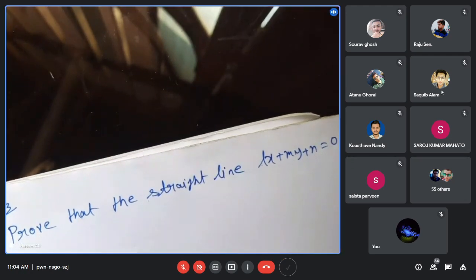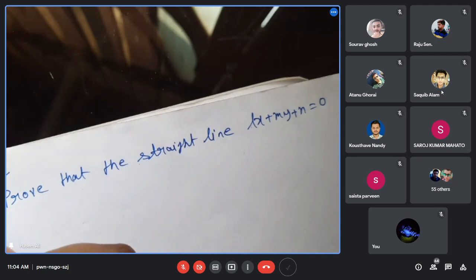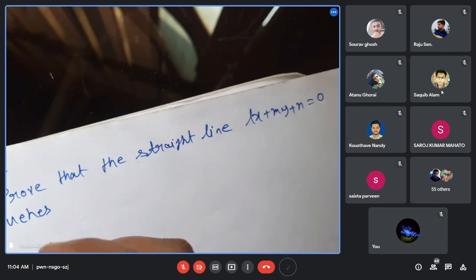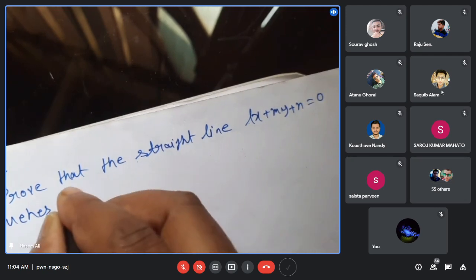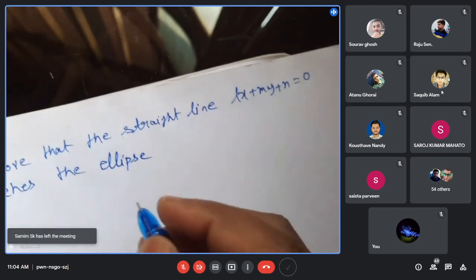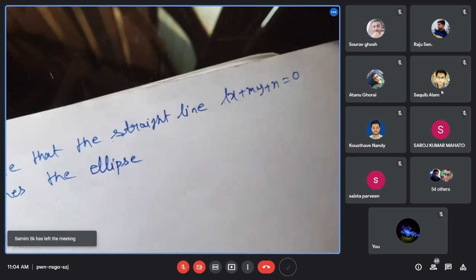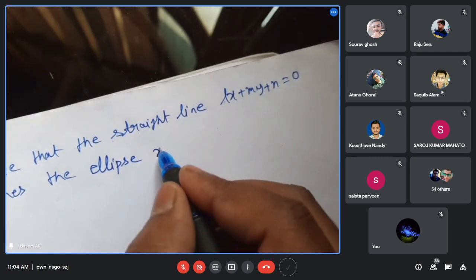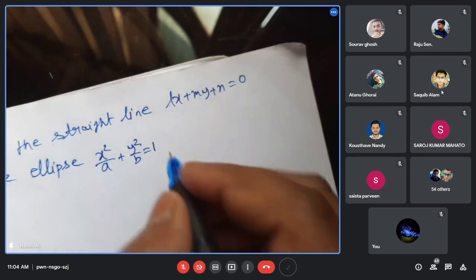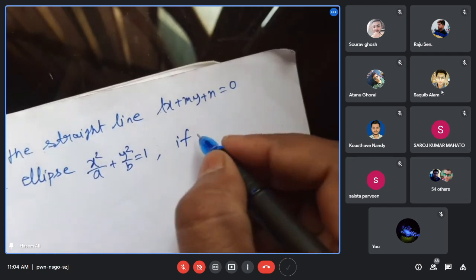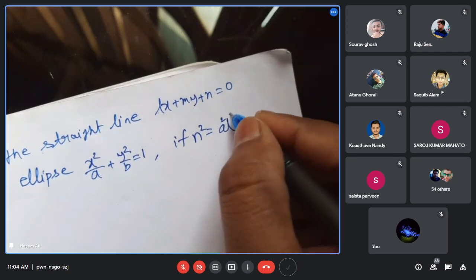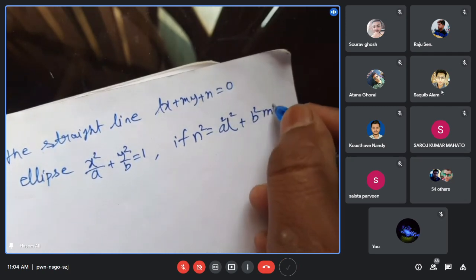Prove that the straight line Lx + My + n = 0 touches the ellipse x²/a² + y²/b² = 1 if n² = a²L² + b²m².